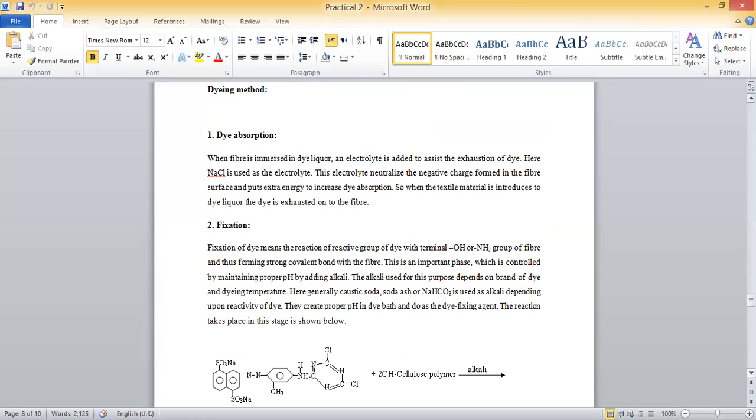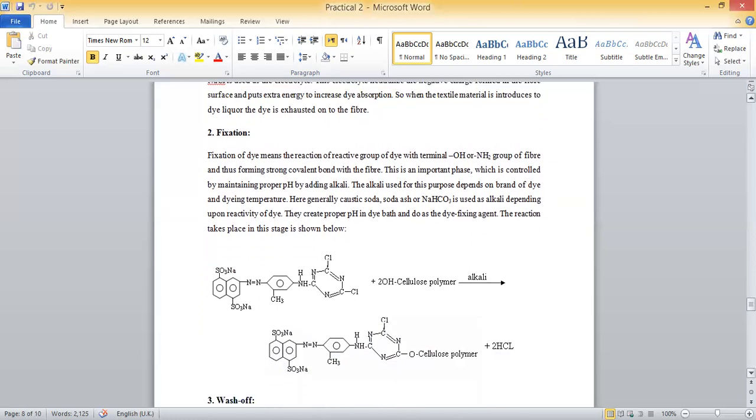This electrolyte will basically neutralize the negative charge formed on the fiber surface and puts extra energy to increase dye absorption. So when the textile material is introduced to the dye liquor, the dye is exhausted onto the fiber. Second step is fixation. As you can see in the figure below, fixation simply means that the reactive group of the dye will react with the terminal OH or NH2 group of the fiber, and thus it will form a covalent bond with the fiber.